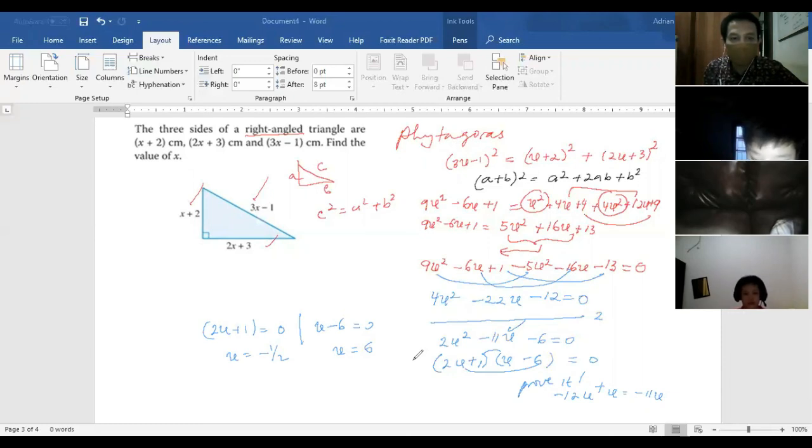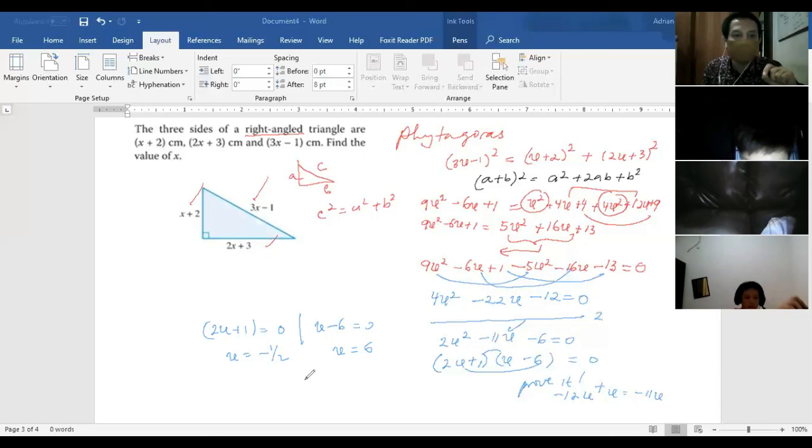Okay? So is it possible for x equal minus a half? Is it possible? Yeah, prove it. Just insert minus a half into x plus 2. Is it possible, minus a half plus 2? Is it positive? Positive, right? Minus a half plus 2 is 1/2. I think it's accepted, right? Accepted. So minus a half is accepted.